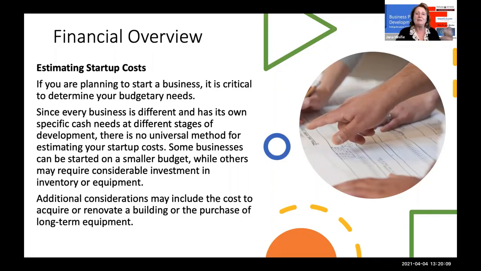So estimating your startup costs is a very important step to get started. And I really encourage you to use an Excel file in order to start this up, or it could be Numbers or whatever, but some type of chart where you can list out what they are, who the vendors are that you're going to get those expenses from, and if it's a one-time expense or a recurring expense.